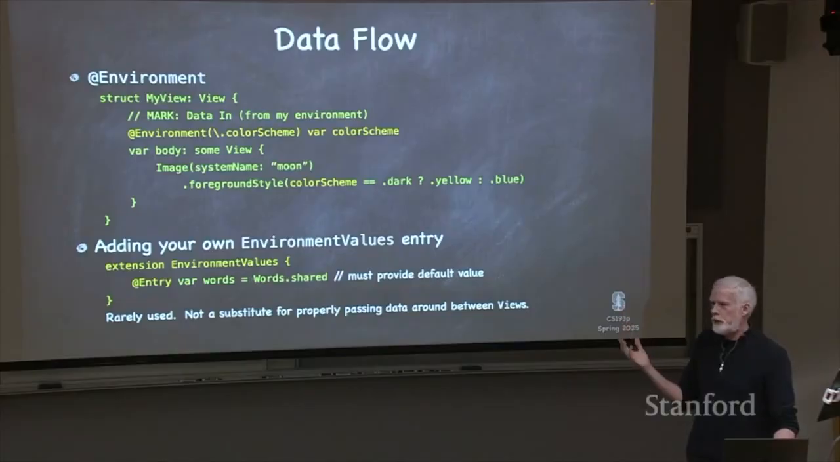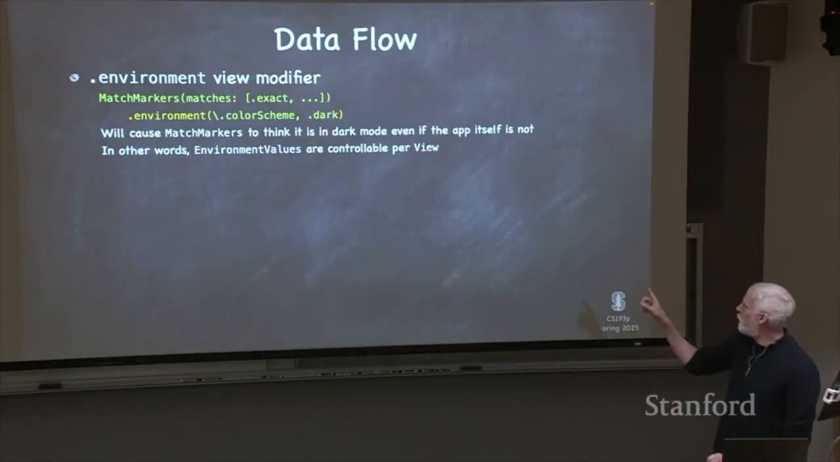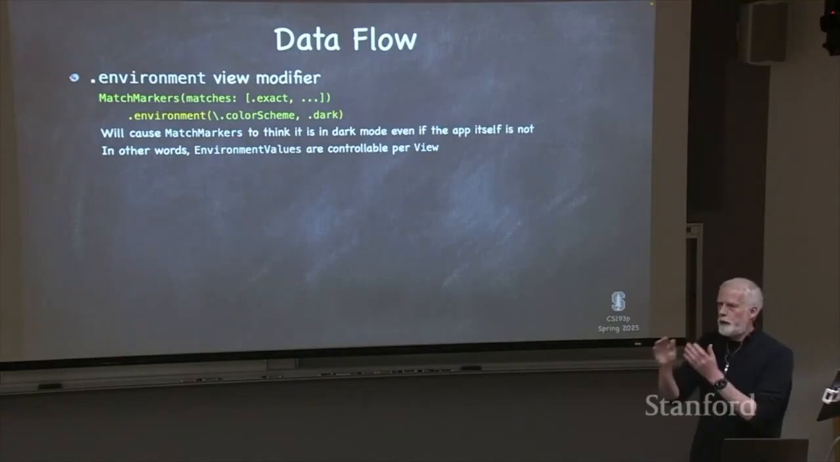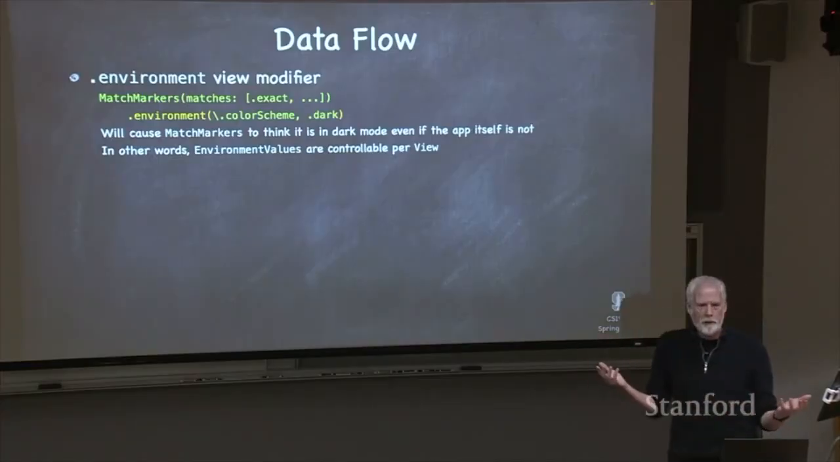It knows what the color scheme is. It just sets it in your environment. But you can override that with the .environment view modifier. So .environment takes two arguments. The first one is the name of the var, like color scheme, whatever. And then the second one is the value that you want it to do.